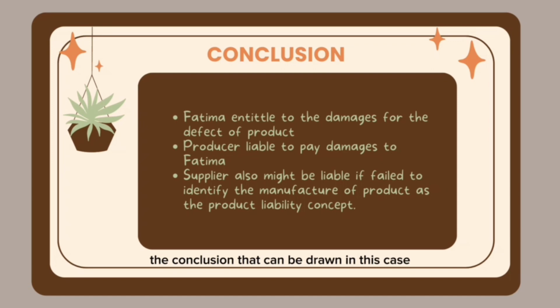The conclusion that can be drawn in this case is that Fatimah, as the buyer, is entitled to damages for the defective product she obtained. The manufacturer, as the producer of the product, will be liable for the damages, and the supplier may also be liable if it failed to identify the manufacturer of the product, as per the Product Liability Concept.